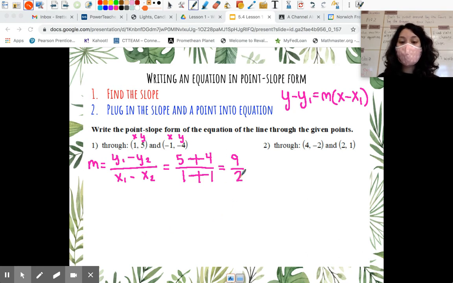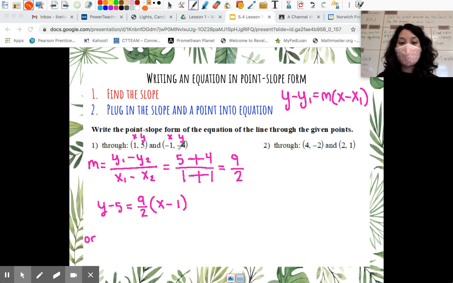So now that I have my slope, I can now write my equation. And again, it doesn't matter which ordered pair I choose. I could use the first one. If I used the first one, my equation would read y minus 5 equals 9 halves, open parentheses, so I'm just referencing my equation up here, x minus 1. That's the x value from that ordered pair.